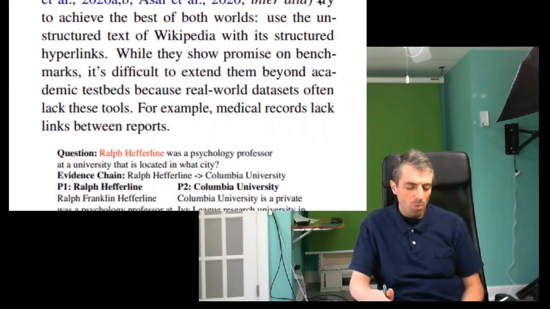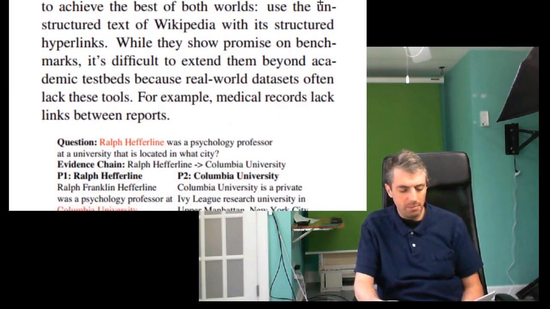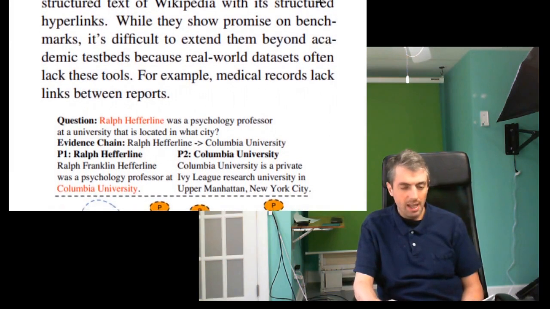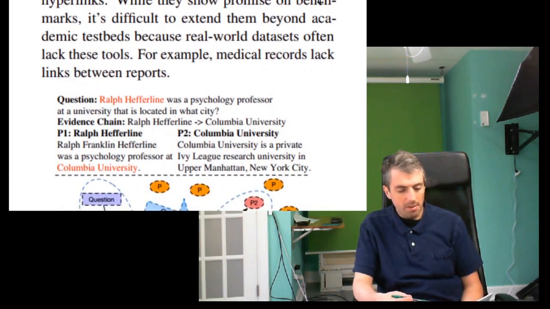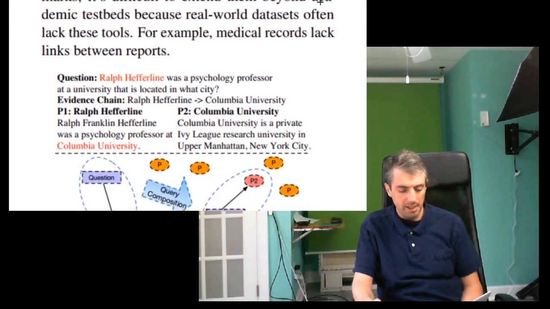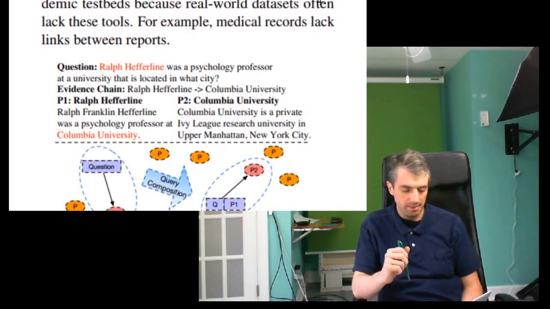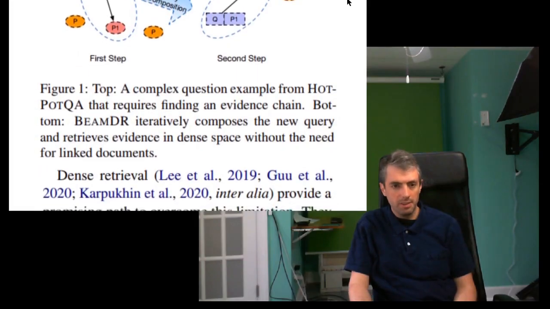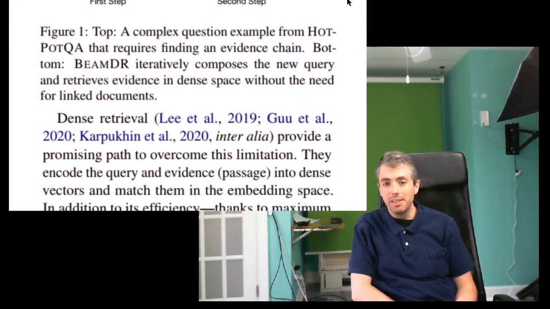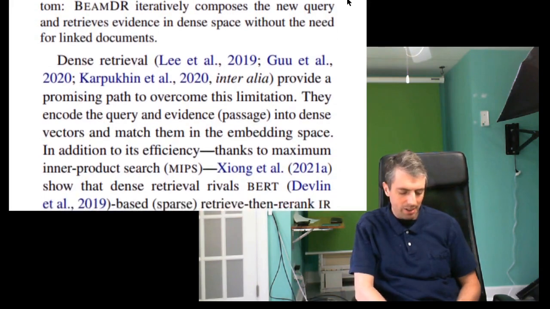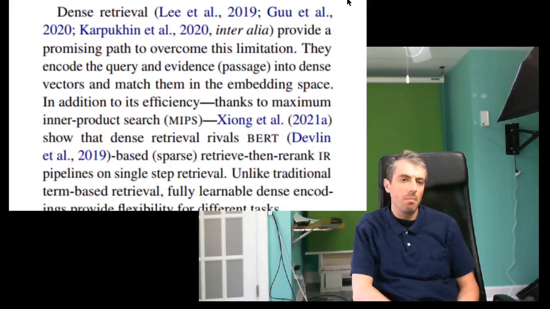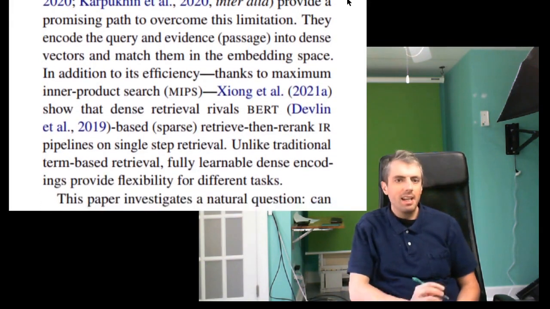At top, we have a complex question example from HotPot QA that requires finding an evidence chain to answer the question. At the bottom, Beam DR iteratively composes the new query and retrieves evidence in dense space without the need for linked documents. Dense retrieval provides a promising path to overcome this limitation. It encodes the query and evidence passage into dense vectors and matches them in the embedding space.